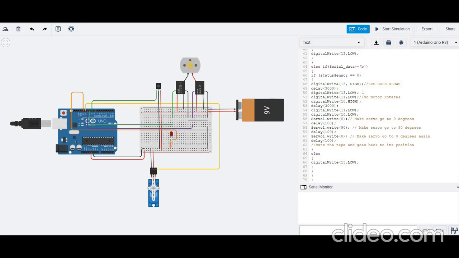When the simulation is started, the servo motor adjusts to 0 degree. When the user inputs A, first the LED glows, followed by the rotation of the DC motor for 3 seconds. After the DC motor is rotated, the servo motor comes to 90 degree to cut the tape.